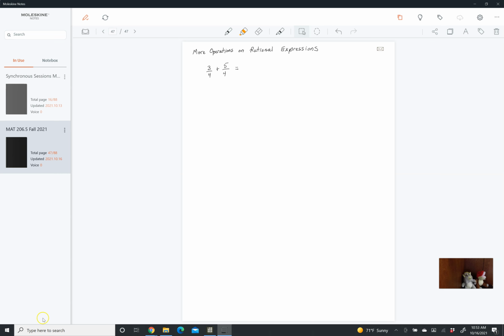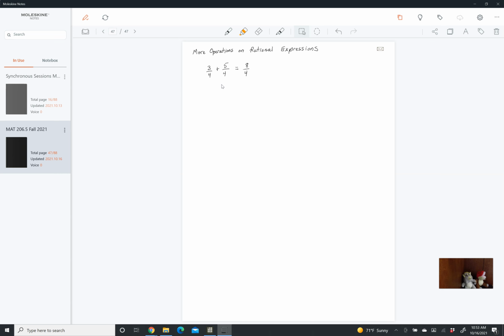Now, the way that we would add these is we just add the numerators. We don't add the denominators. So in other words, this would be equal to 8 over 4. And the same thing is true for subtraction. So everything that we talk about for addition is the same thing for subtraction. So we're going to do it kind of interchangeably.